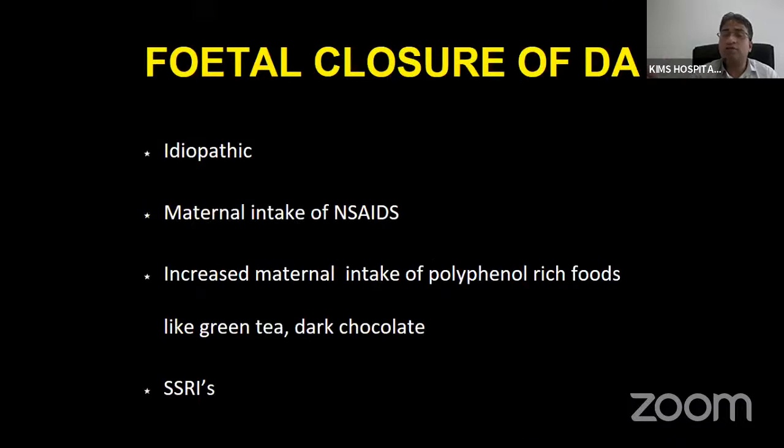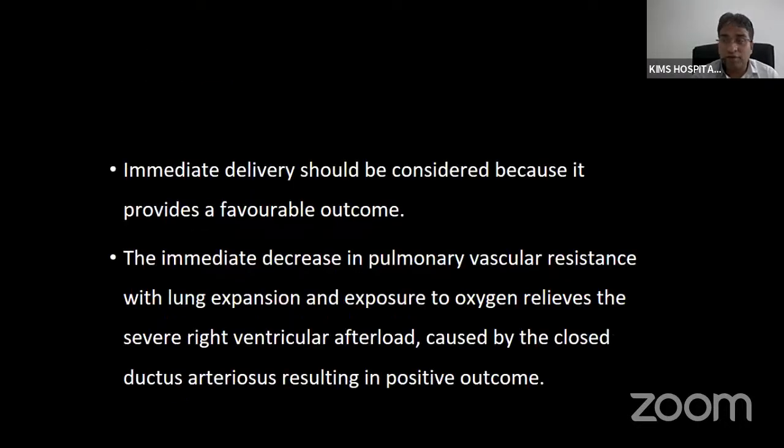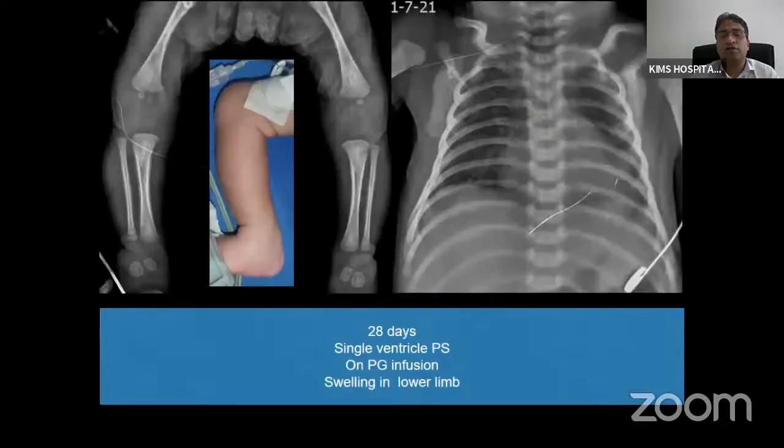So fetal closure of the ductus arteriosus is also common, where the maternal intake of NSAIDs, or sometimes dark chocolate, green tea, SSRIs also will cause it. So immediate delivery: whenever you see the PDA is getting restricted on fetal echo, you have to deliver very fast. So this is one of the patients, 28 days old, single ventricle with PS on PG infusion.